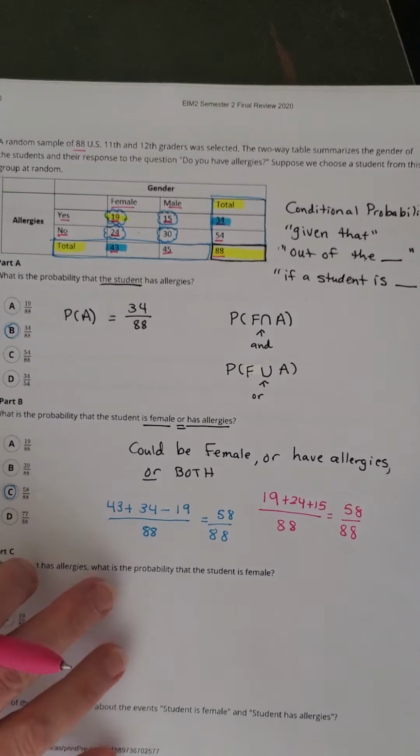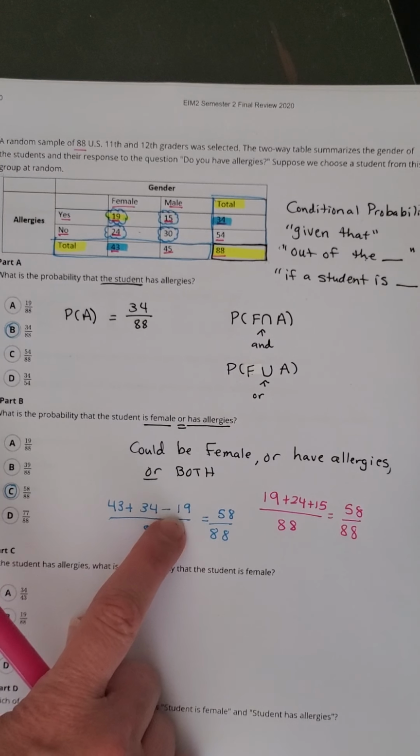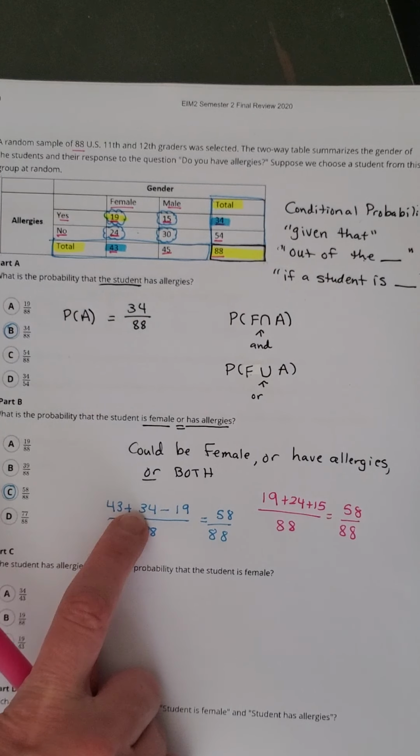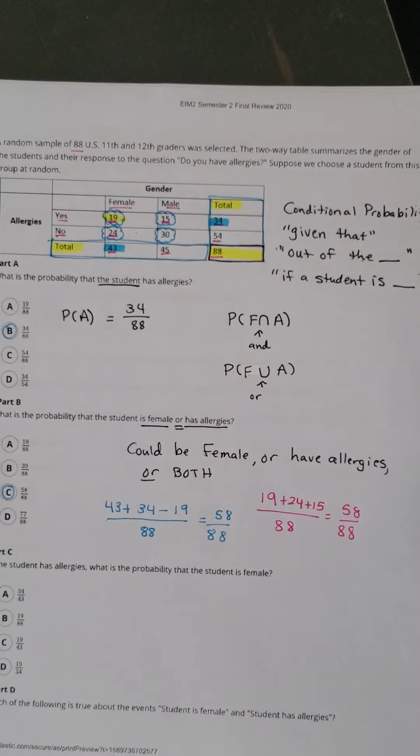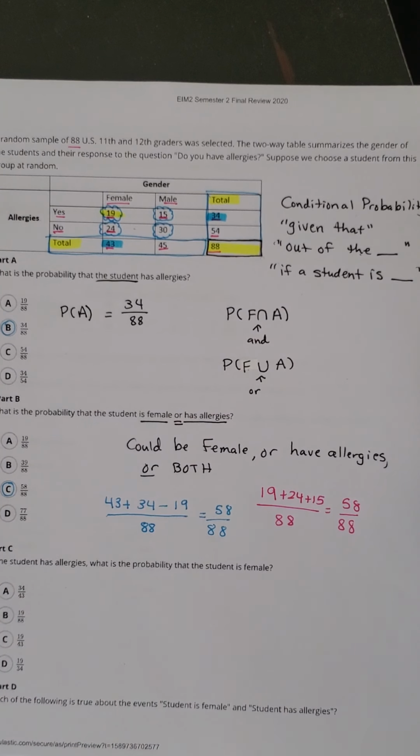I just want to remind you that on this method, you're counting these 19 people in this group and in this group, and you can't count the same people twice, and that's why we subtracted them out.